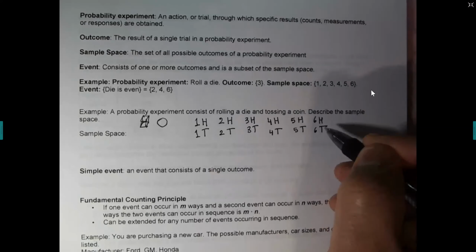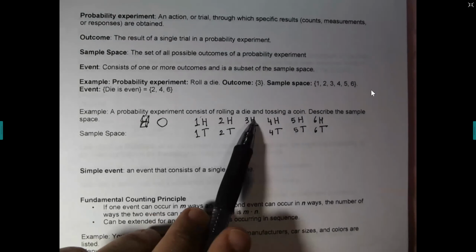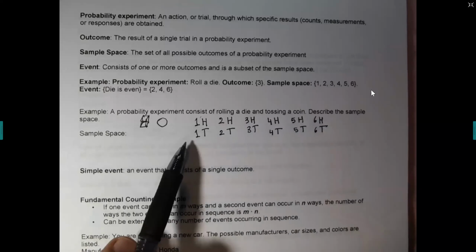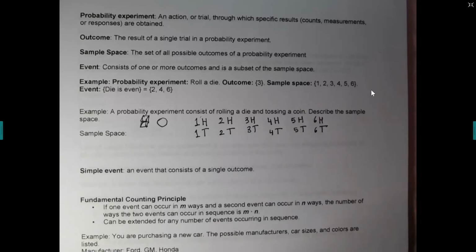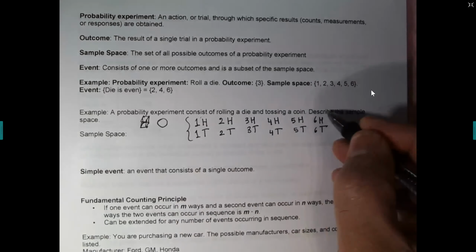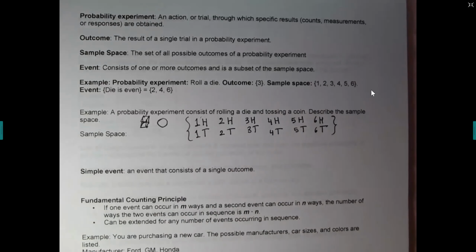Can you count the outcomes for me, guys? How many of them? 1, 2, 3, 4, 5, 6, 7, 8, 9, 10, 11, 12. You have 12 outcomes. So your sample space is all of those. You just put it in braces like that. That's your sample space.